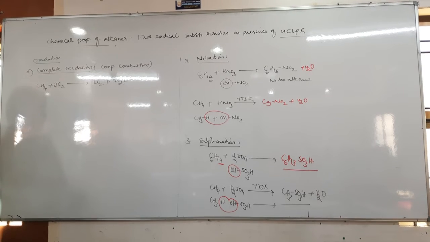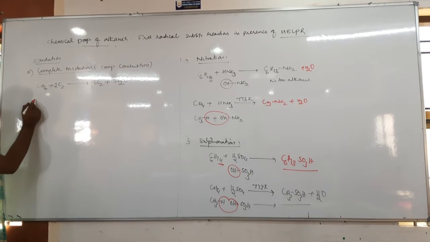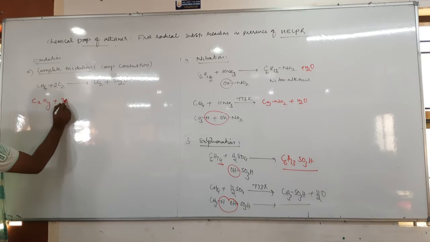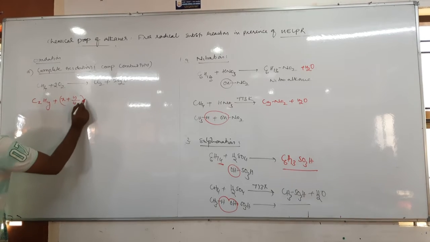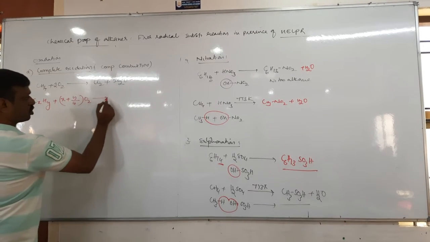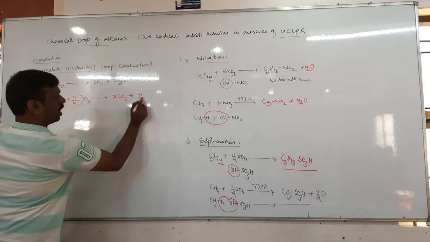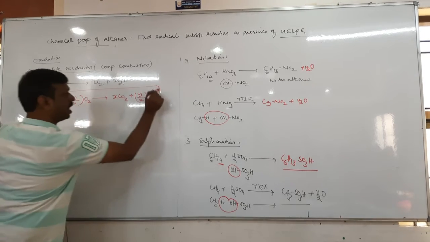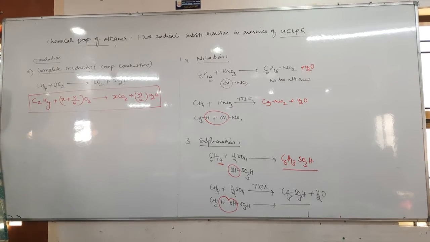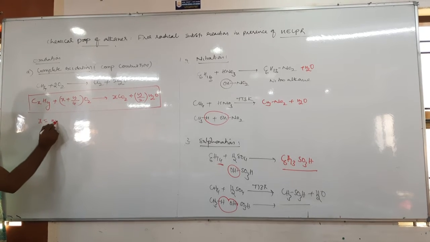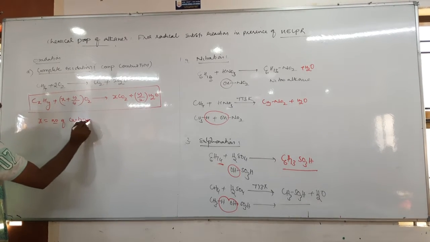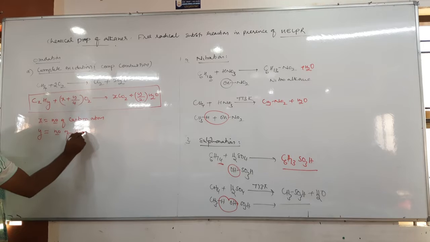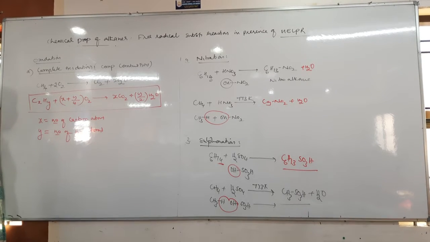Okay, but then to write the balanced equation, there is one general equation: CxHy plus (x plus y by 4) O2 gives rise to xCO2 plus y by 2 H2O. You can balance by this equation, where x equal to number of carbon atoms, y equal to number of hydrogen atoms.